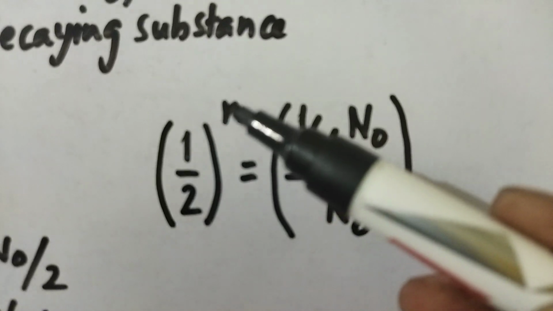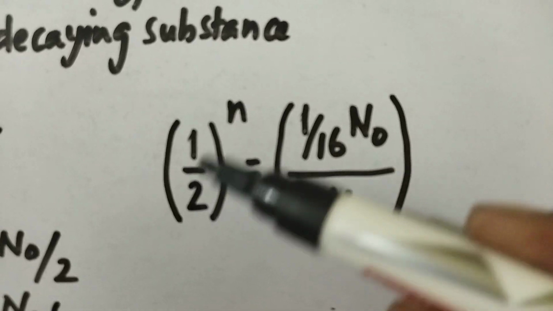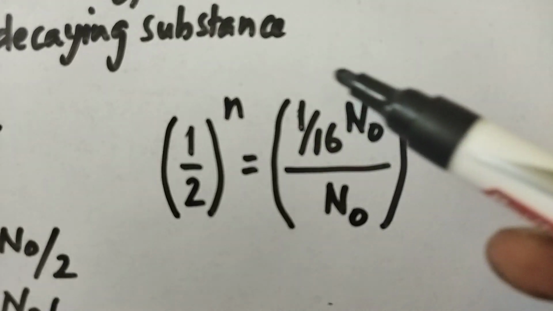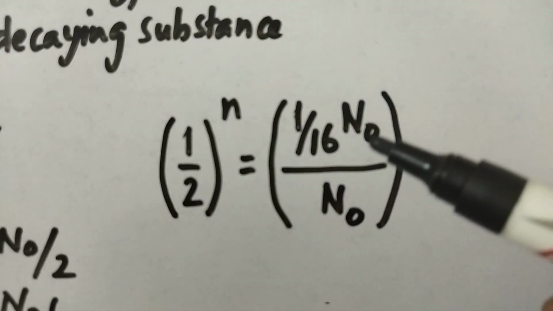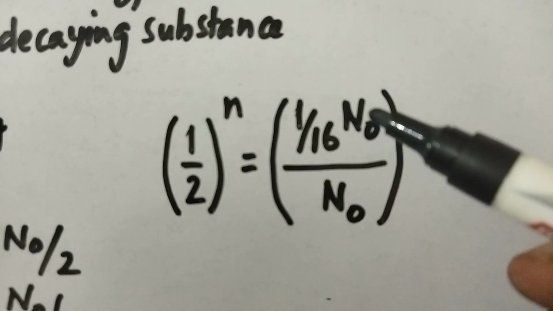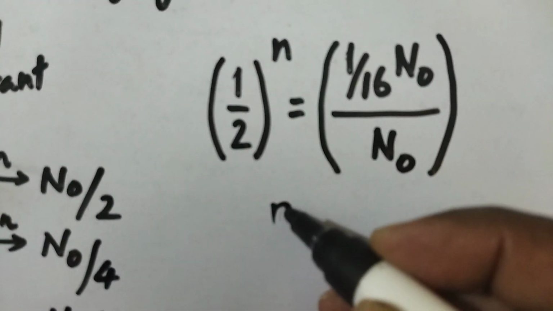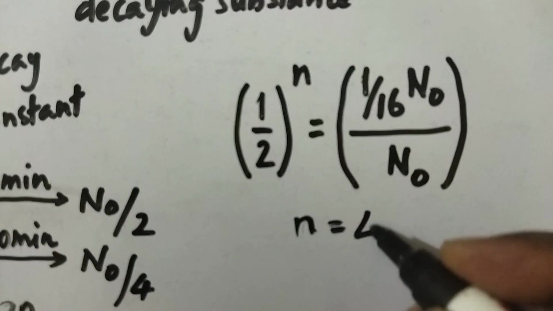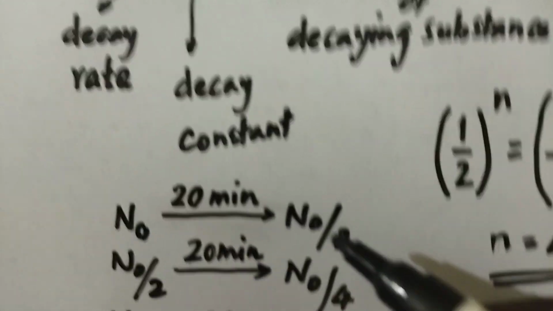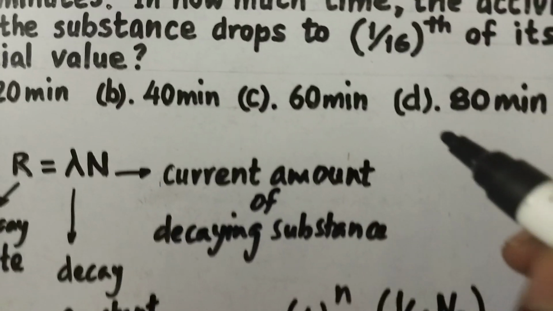How many half-lives have gone? So (1/2) to the power n. If n half-lives have gone, then 1/16th of n naught remains, divided by the original one. If we evaluate this, n naught and n naught get cancelled, and for n we get the value 4. So 4 half-lives have gone. We multiply 4 with 20 and we get 80. So the option is D.